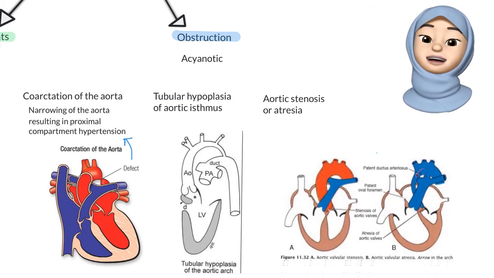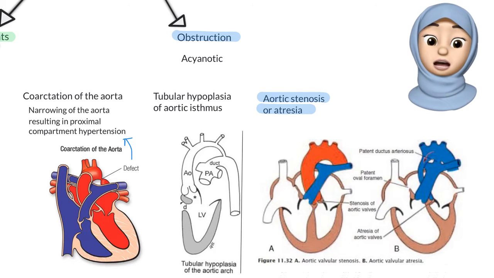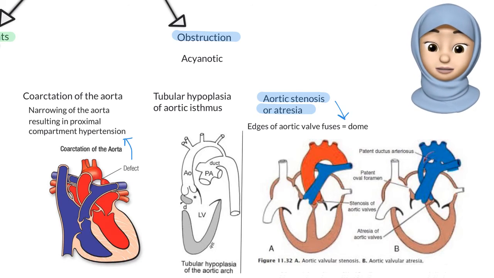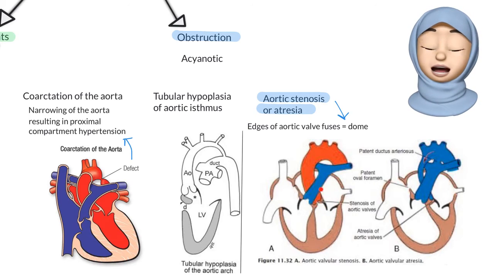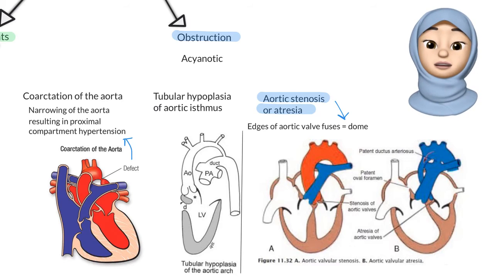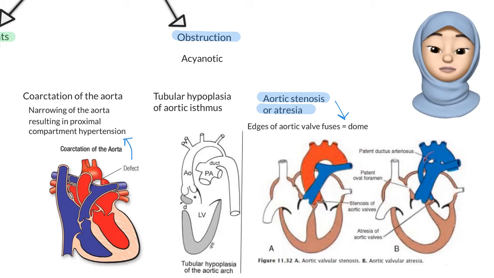Finally, let's look at aortic stenosis and atresia. This occurs when the edges of the aortic valve fuse to form a dome. As a result, the left ventricle works harder to pump blood through the aorta, and there will be left ventricular hypertrophy. However, aortic stenosis is when the lumen has been narrowed as a result of the valve fusion, while aortic atresia is when there's a complete obstruction due to the valve fusion.